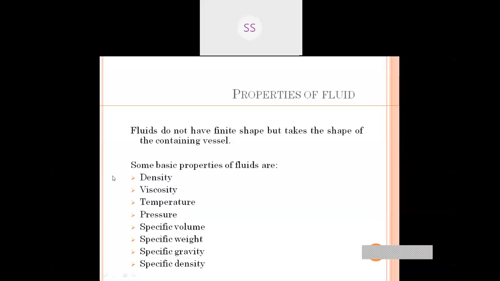So these are the properties of liquid. Are you guys getting all the properties, or do you have any confusions about these properties?